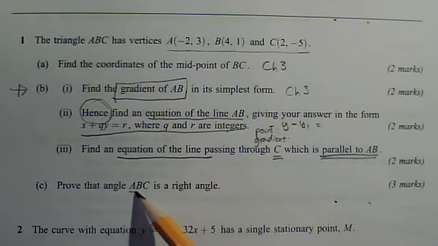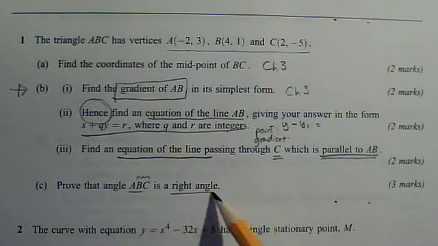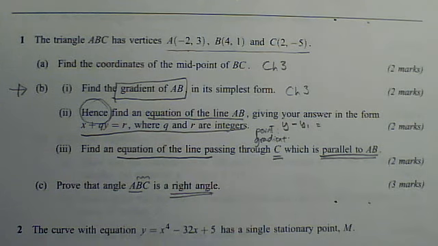So we know the gradient of AB, so therefore you need to look at the gradient of BC and make a convincing comment about those 2 numbers to show that you're aware of what right angle means in the context of gradients. Chapter 3 will help.